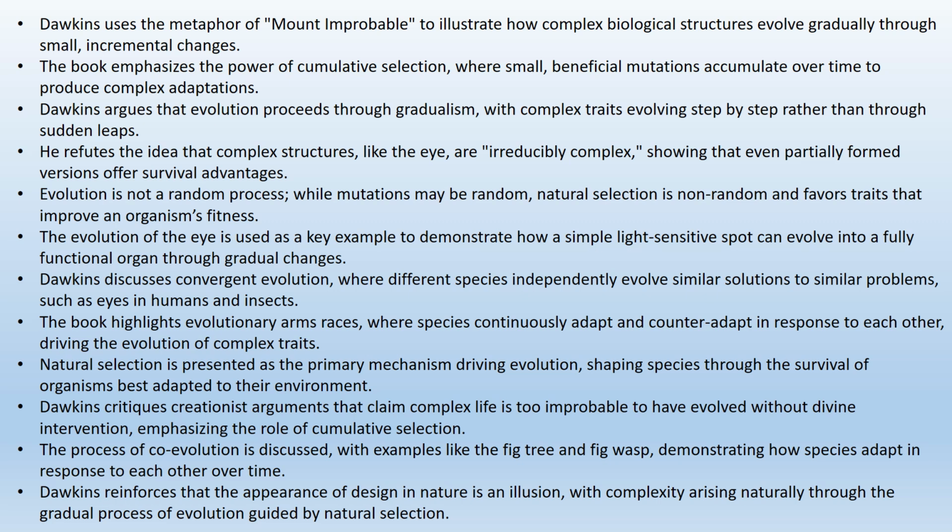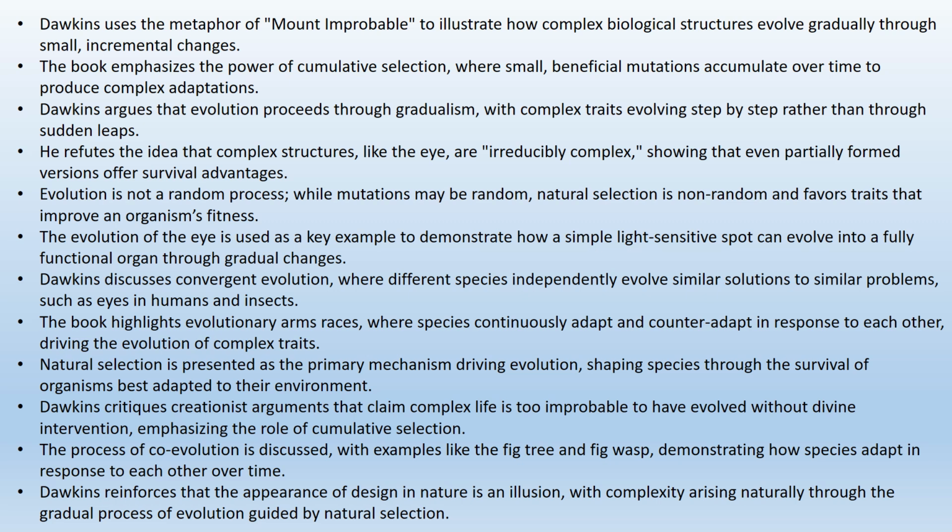A key concept Dawkins discusses in Climbing Mount Improbable is cumulative selection. He argues that one of the reasons people find it difficult to understand how complex structures evolve is that they mistakenly think of evolution as a random all-or-nothing process. Instead, Dawkins explains that evolution works through the accumulation of small, beneficial mutations over time. These small steps are not random, but are selected for their adaptive advantage, allowing organisms to survive and reproduce more effectively.